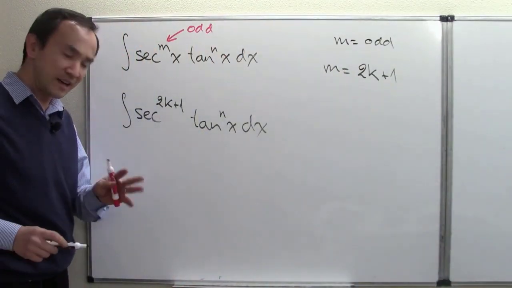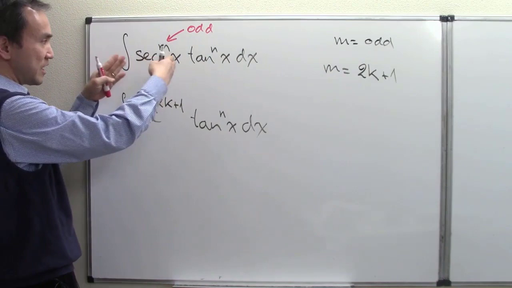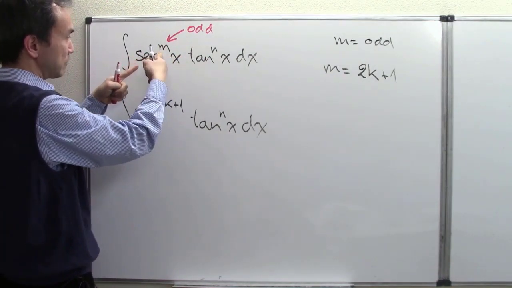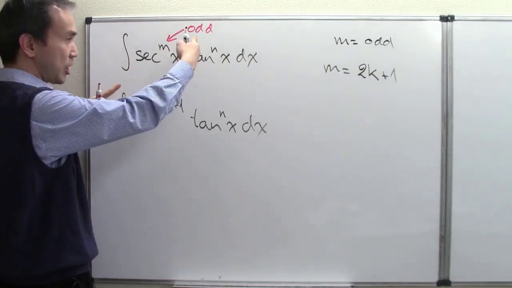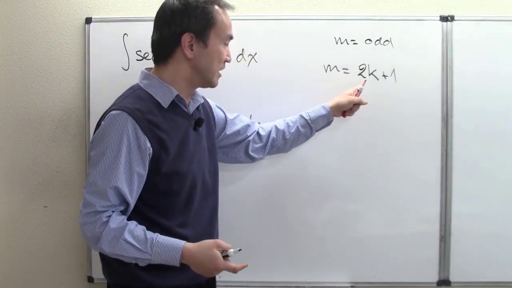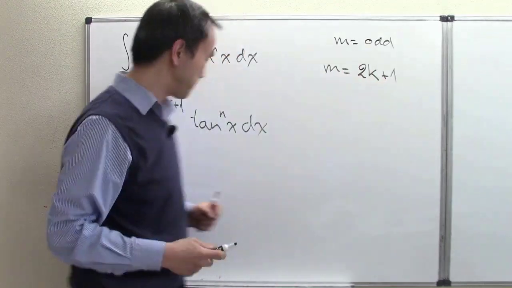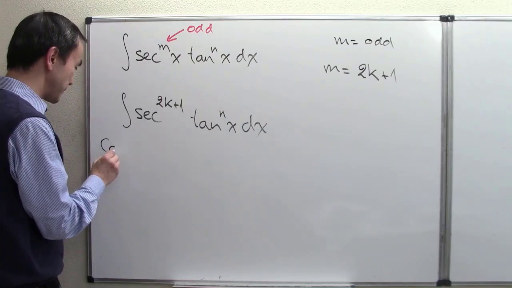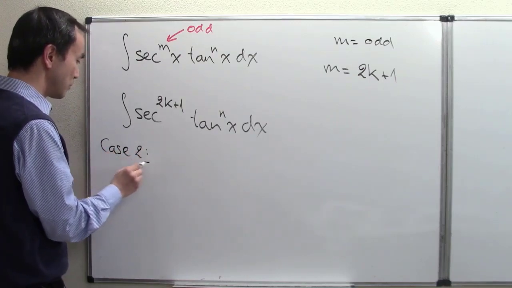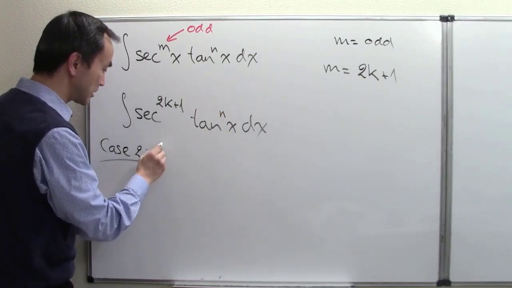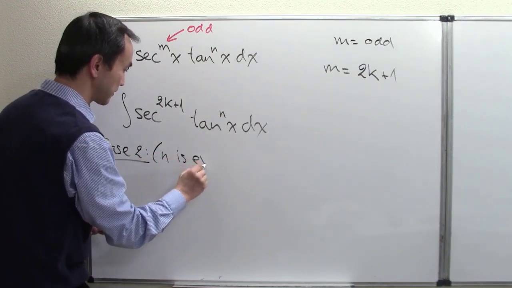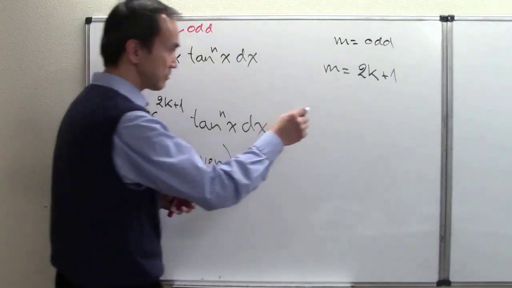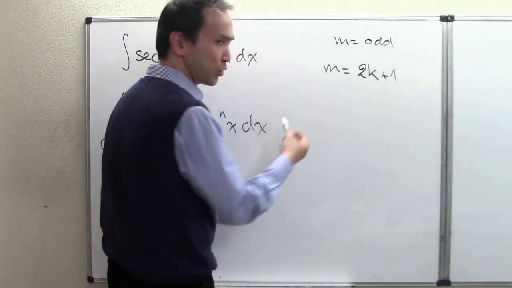All right, and the next case, we're still under that circumstance where the power m on the secant of x is odd, meaning we can write m as a multiple of 2 plus 1. But now let's look into the next case, case number 2. What if the power n on the tangent is even? When n is even, you have seen enough of my argument here, and with your mathematical experience, you should be able to understand this.